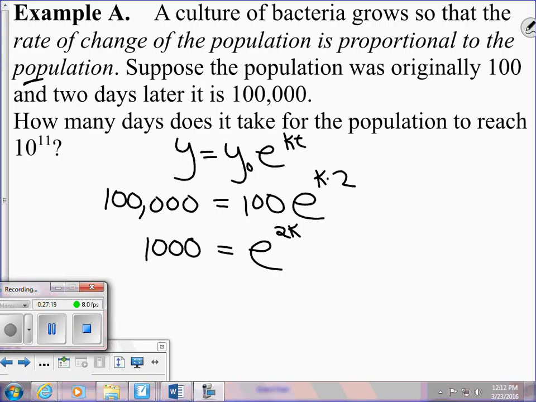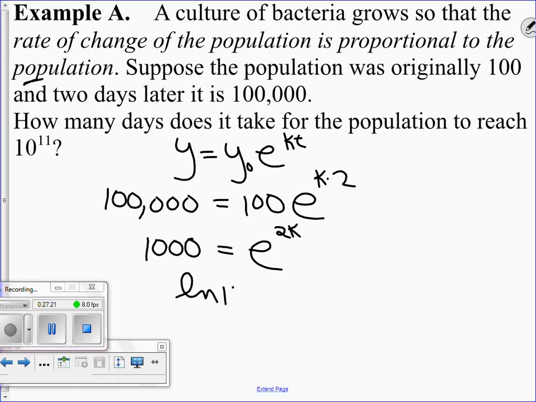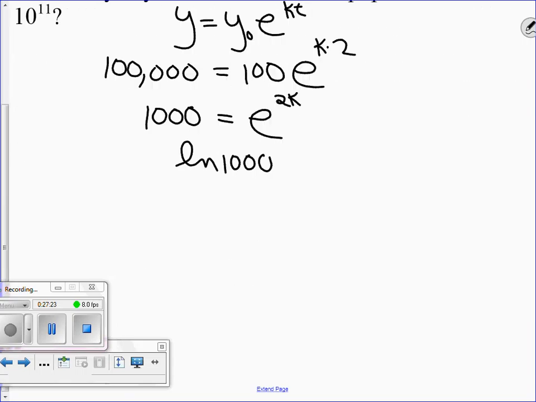Yeah. So the ln of 1,000 is equal to 2k. Divide by 2. So now we know what k equals. And whenever you solve for k, or whatever you want to call it, something in an exponent, don't round that too much. That's going to throw off your answer. I'm going to leave it like that. All right, now let's see what they want to know.